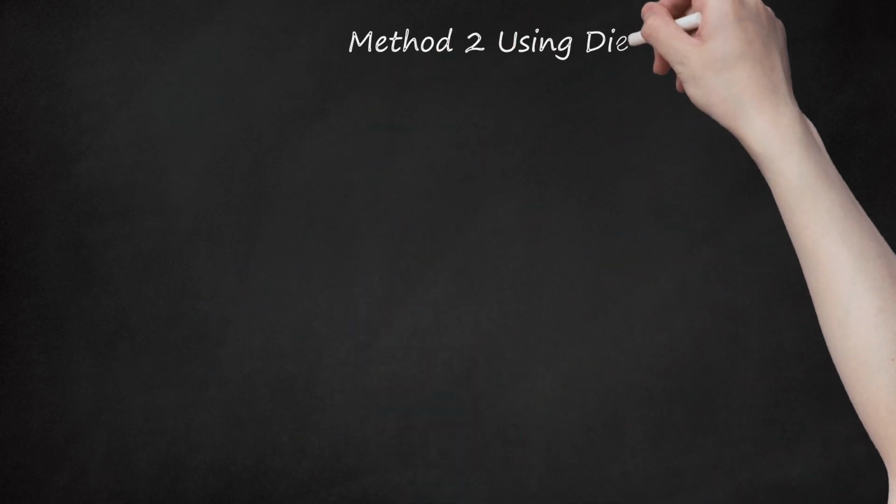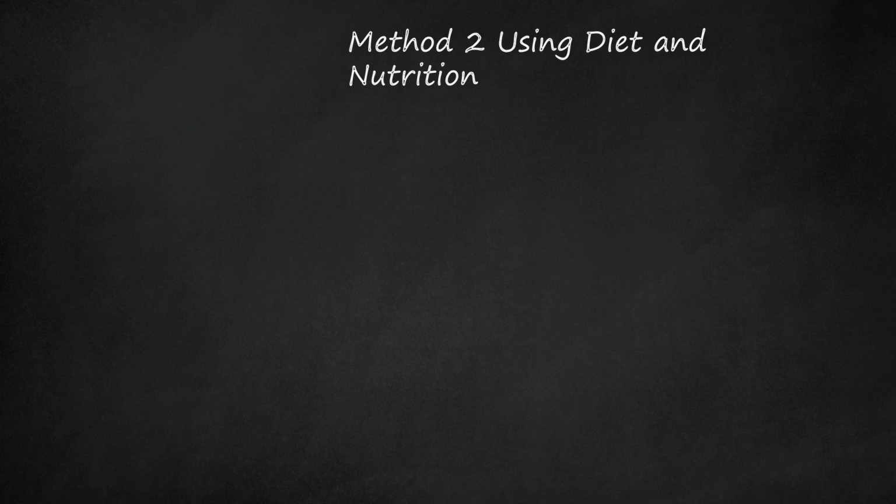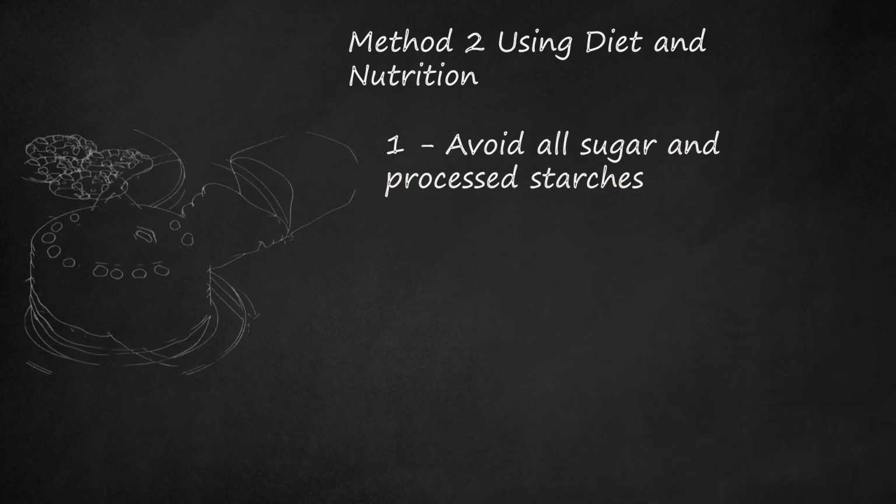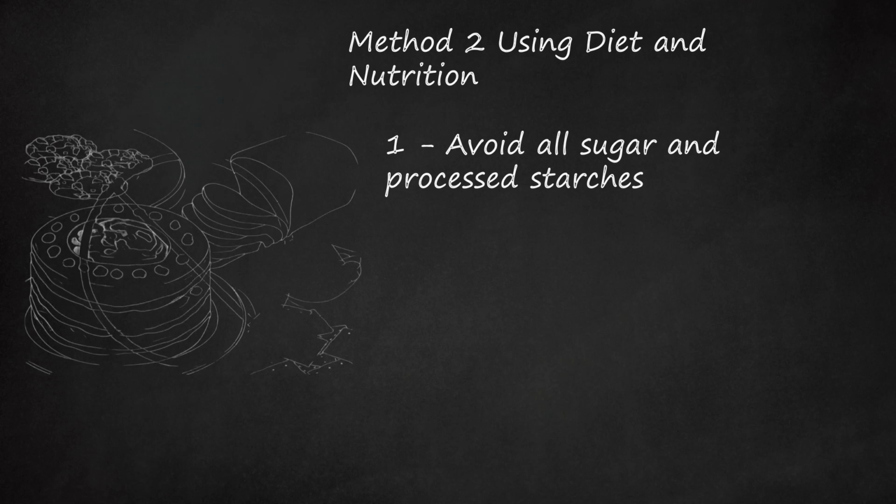Method 2: Using diet and nutrition. 1. Avoid all sugar and processed starches. Sugars create food for bacteria, causing plaque, which then causes tooth decay. Processed starches work in the same way as sugars. Avoid all processed and pre-packaged foods, including snacks, cakes, breads, chips, cookies, and crackers. These foods contain a lot of added sugar.